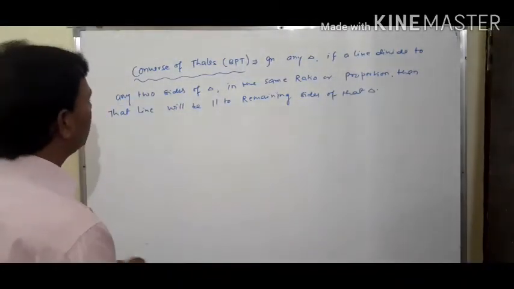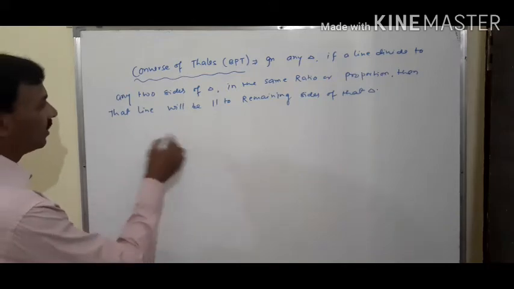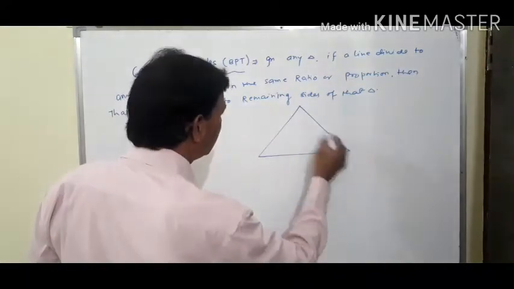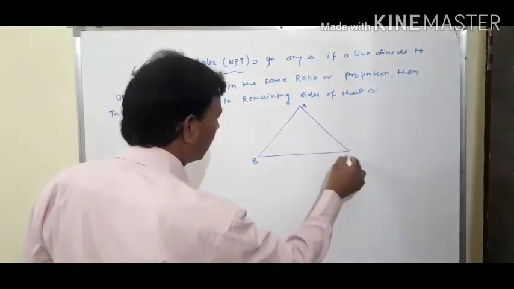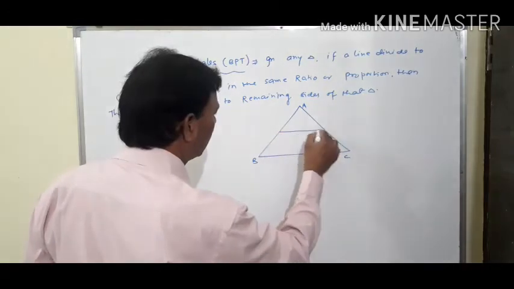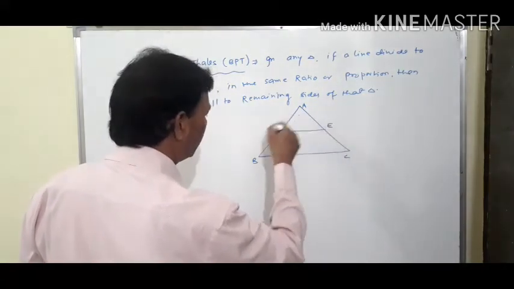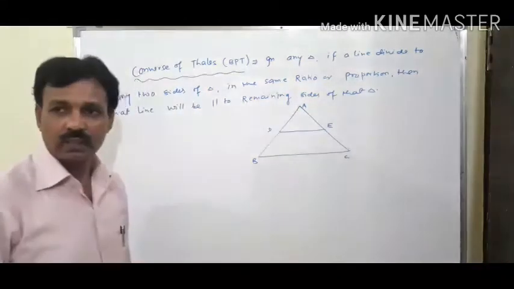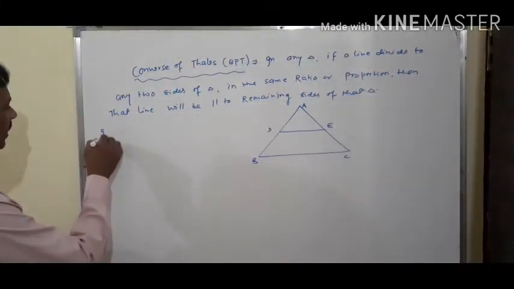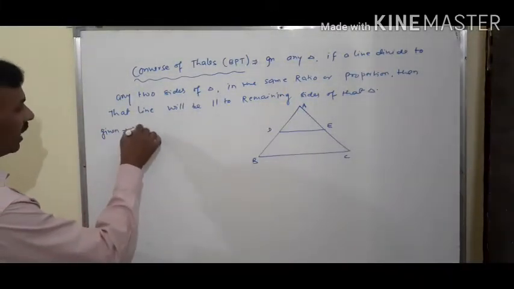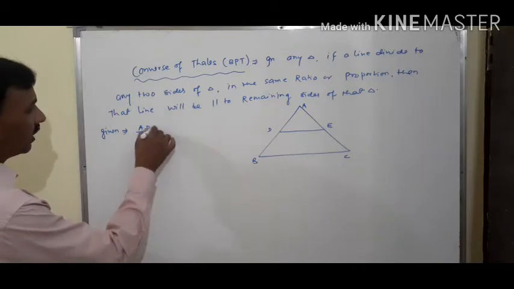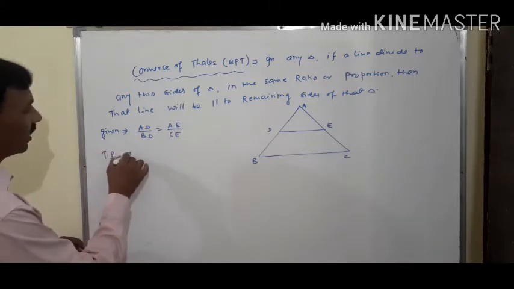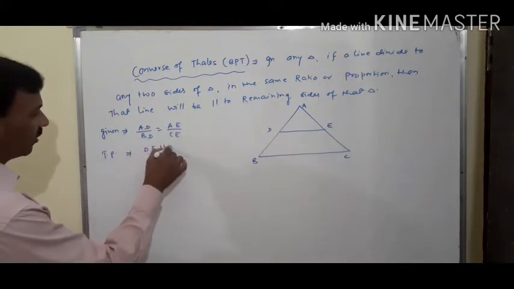Now we try to prove it. First write what is given. We take a triangle ABC, and line DE divides AB and AC in the same ratio, then DE will be parallel to BC. Given: AD upon BD equal to AE upon CE. To prove: DE parallel to BC.